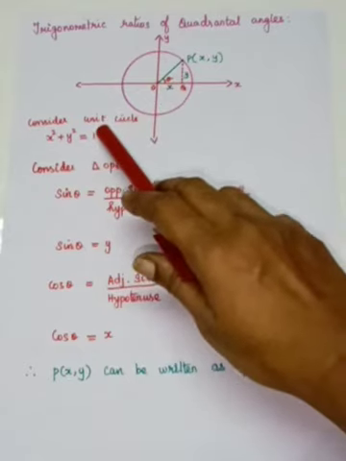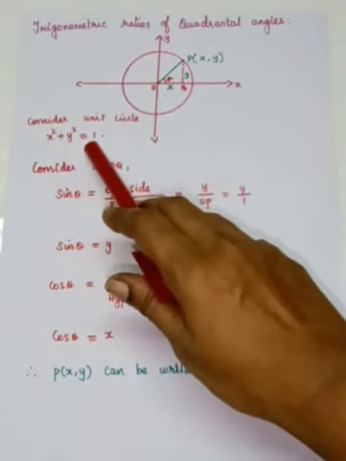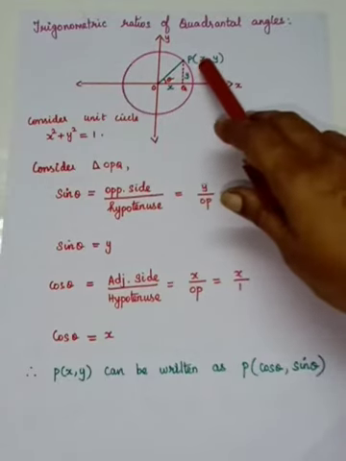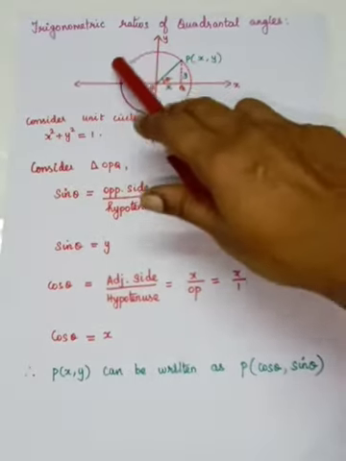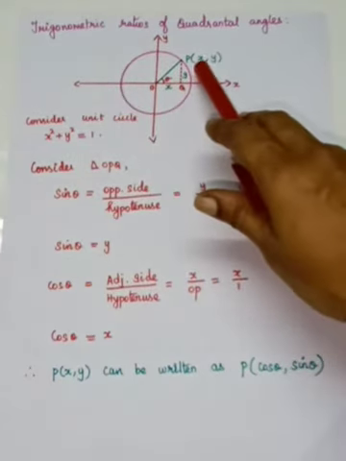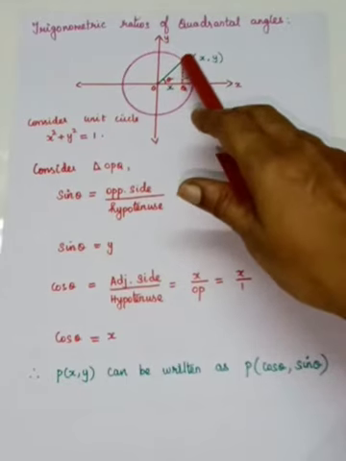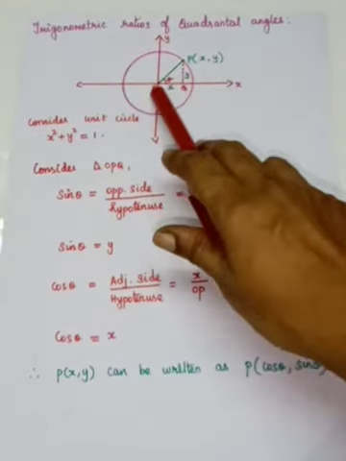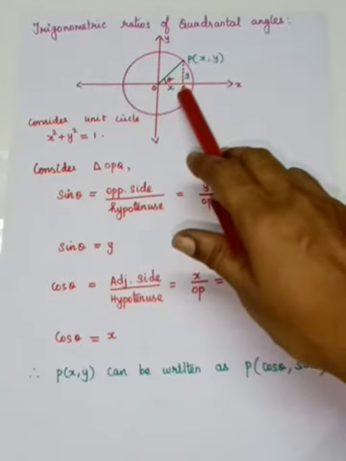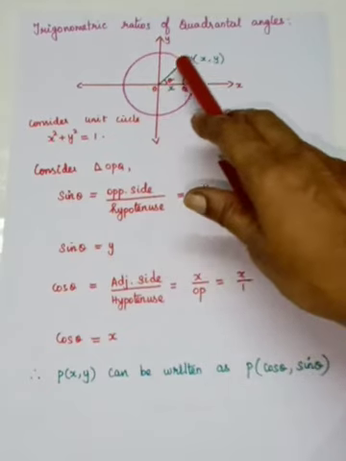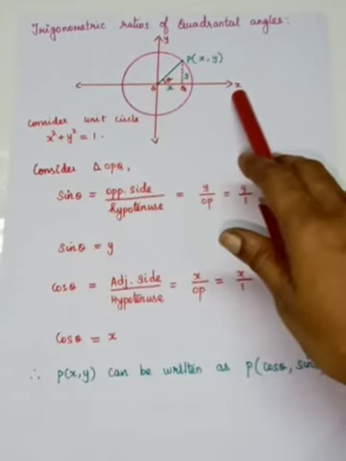So I consider the unit circle x squared plus y squared is equal to 1, which means the center is at the origin and the radius is 1. Unit circle means the radius is 1. Here I have taken the point P on the circumference of the circle, whose coordinate is x comma y. If you draw the perpendicular line from P to the positive direction of x-axis, it will touch at Q, and theta is the angle made by OP with the positive direction of x-axis.